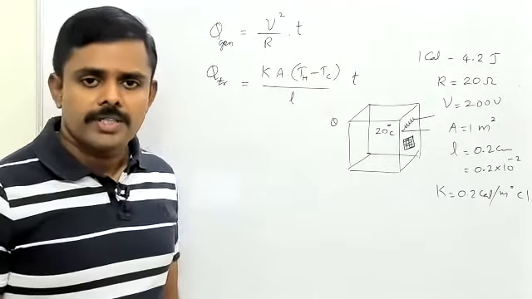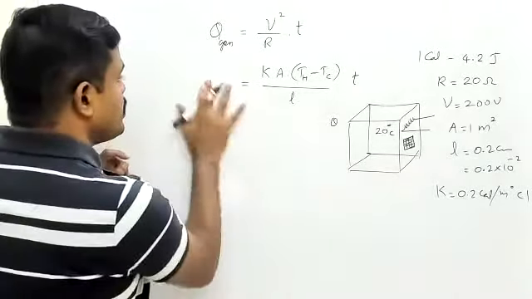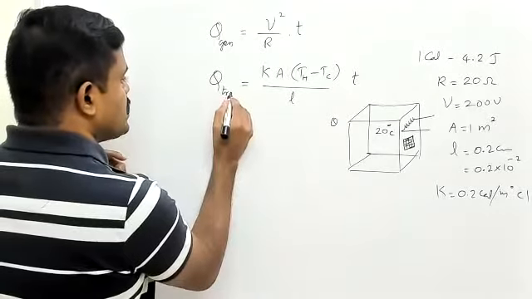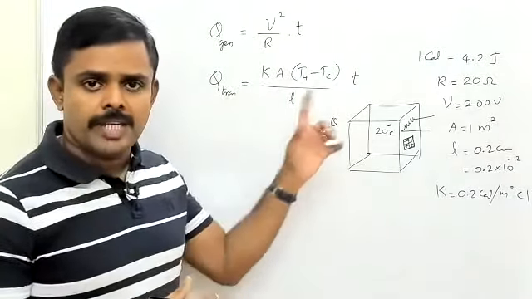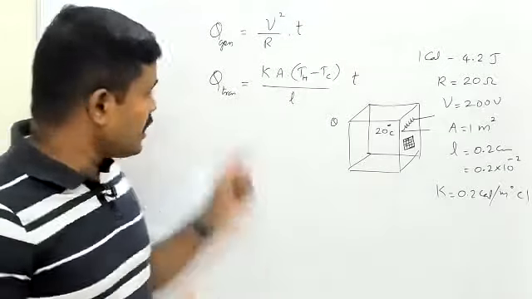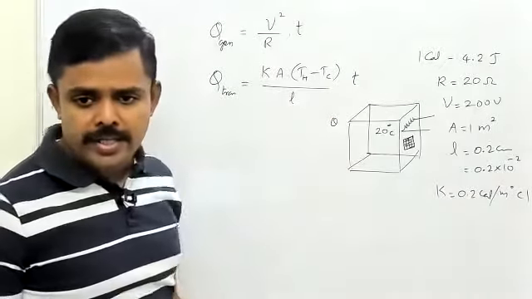Tell me, what was the equation for heat transferred? We wrote it: dQ by dt. Don't you remember? dQ by dt was K into A into (TH minus TC) by L. Then I take time to the right-hand side. Time was in the denominator, so I take it to the right-hand side.